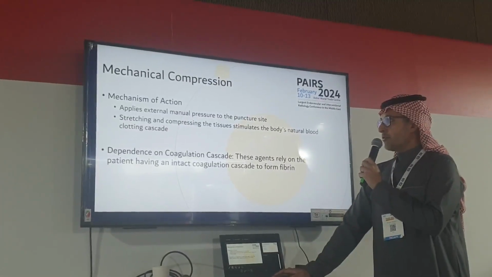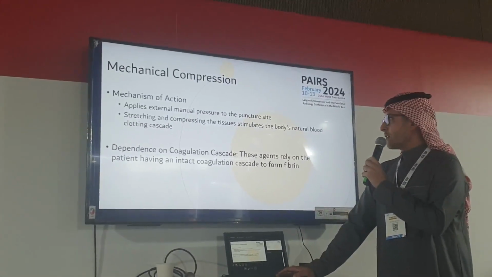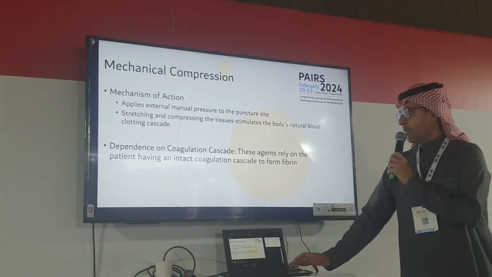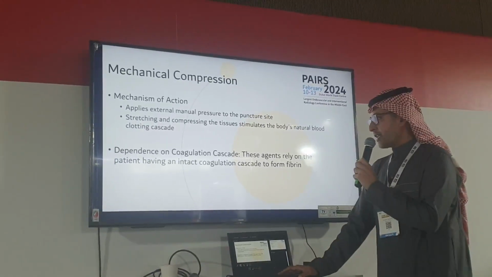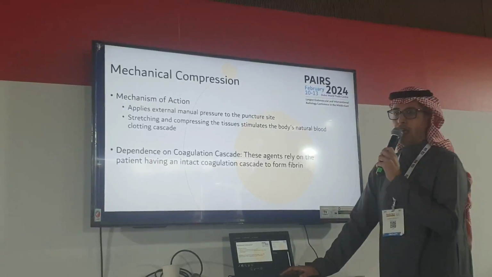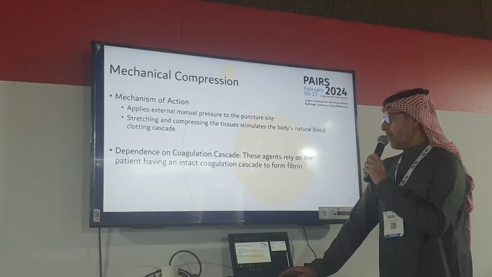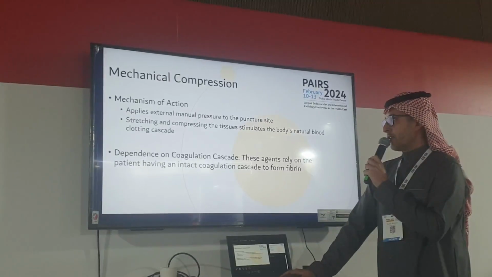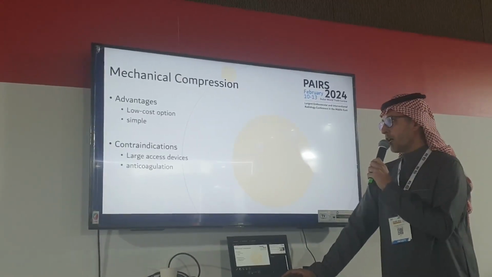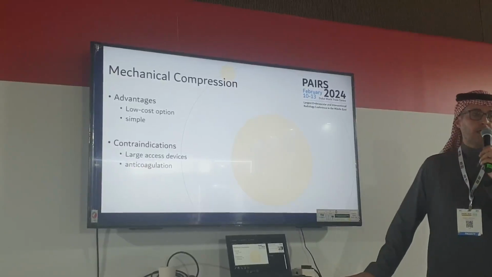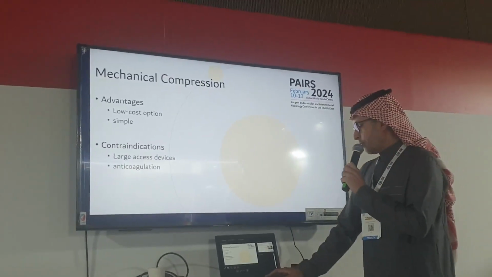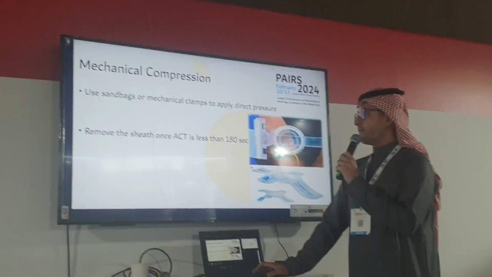And what we basically do is we apply the external compression. It's a manual compression. And we then have the coagulation cascade start. We usually like to wait for the ACT to be at a lower number, and then remove the device and apply the compression in the groin. It's low cost and simple, but it's contraindicated with larger devices and when patients are on anticoagulation.